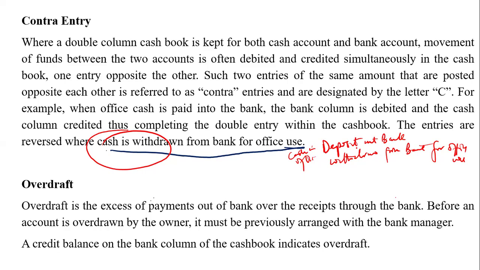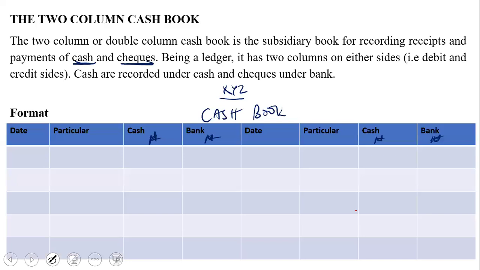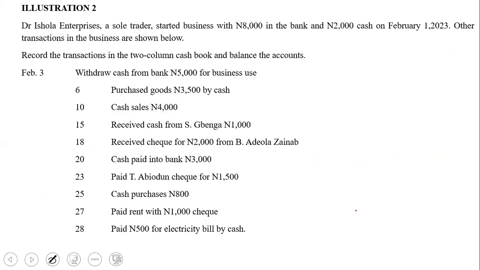Now you can also have an issue like the one we said earlier: cash you cannot overdraft because you cannot spend what you don't have. But for bank, you can have an overdraft, in the sense that the bank can give you an amount above what you have deposited, and that is allowed. Now we are going to use this template to prepare this. Before we know which cash book to use, we have to look at the transaction, but we have an examiner who has already guided us on what to do.